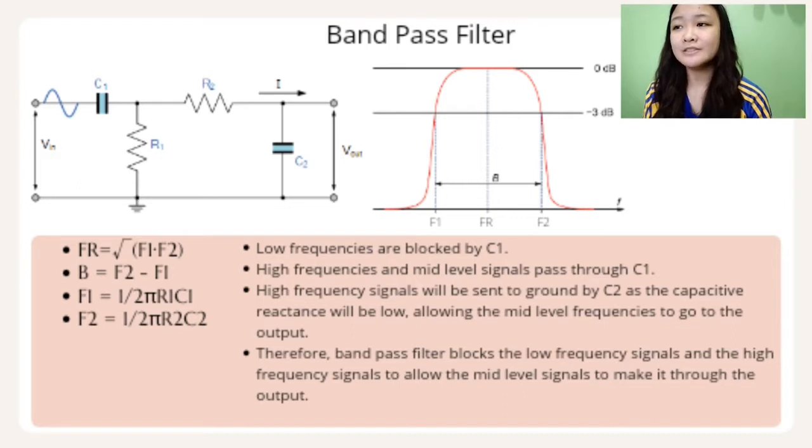And then the high frequency signals will be sent to ground by C2 as the capacitive reactance will be low. And this allows the mid-level frequencies to go to the output. So, we can conclude that a bandpass filter blocks the low frequency signals and the high frequency signals in order to allow the mid-level signals to make it through to the output.